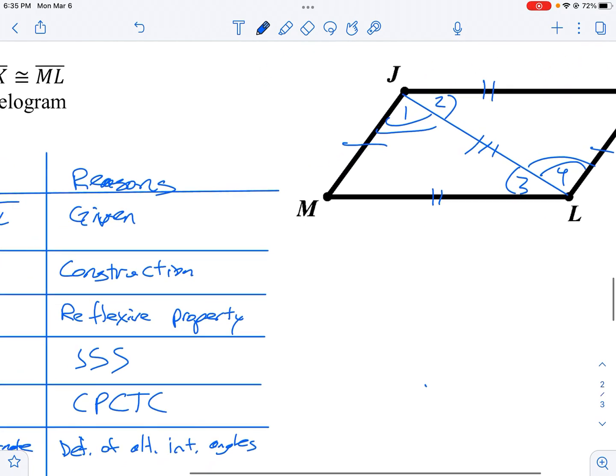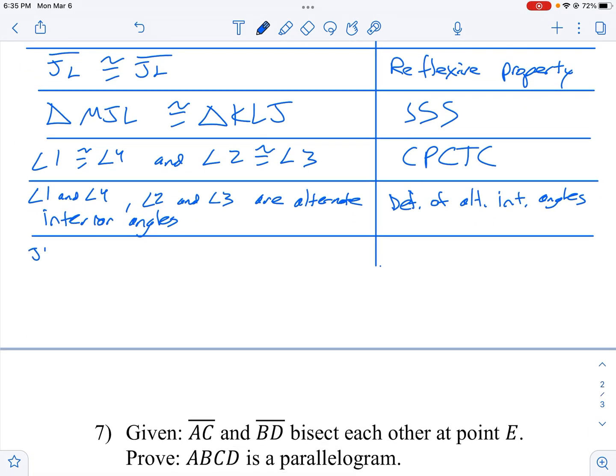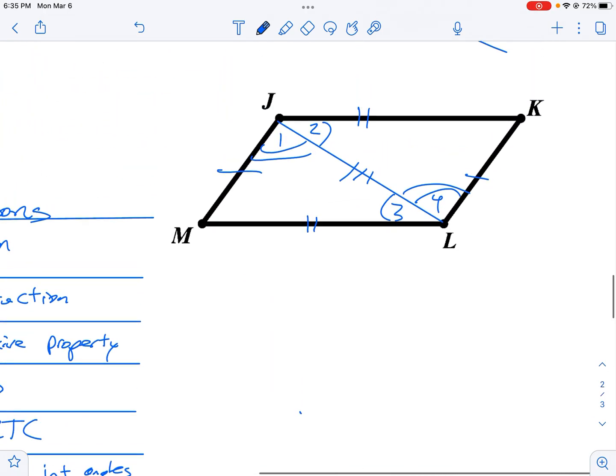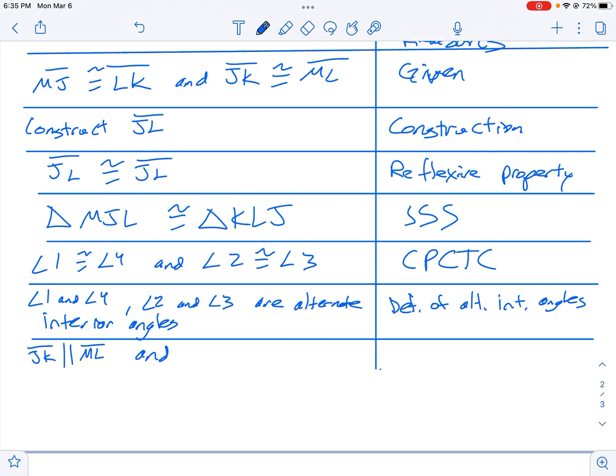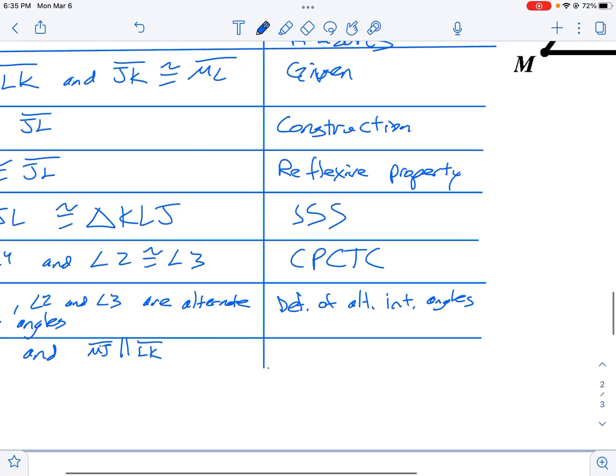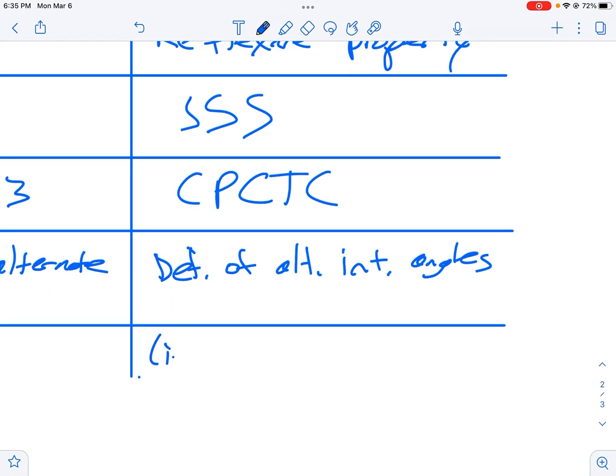So we got JK and ML on the bottom. So JK is parallel to ML on the bottom. And we got our left and right ones, MJ and LK. MJ is parallel to LK. And that's, and I'm going to put in parentheses here, inverse definition of parallel. Nice.